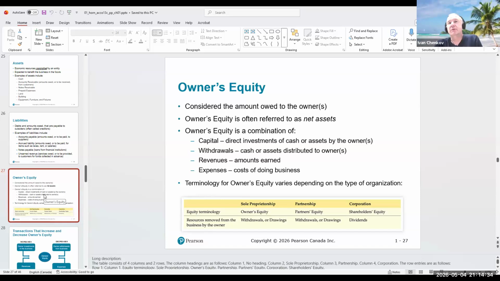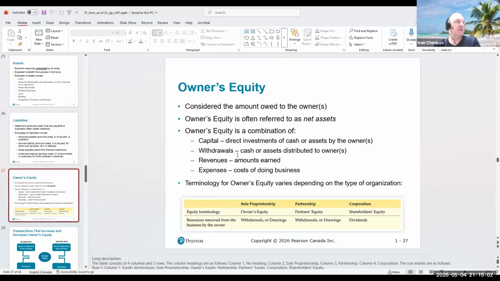Well, what's the owner's equity? We already saw what it is. Owner's equity is simply assets minus liability, or net assets, from the assets that you have. Once you pay outstanding debt, whatever is left, enjoy it. That's your equity.